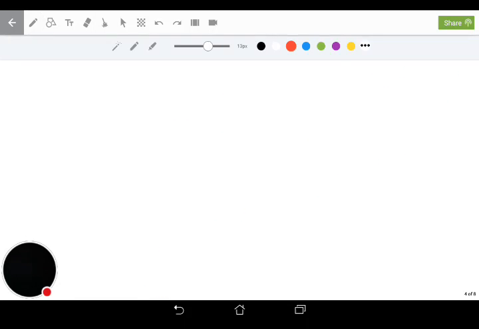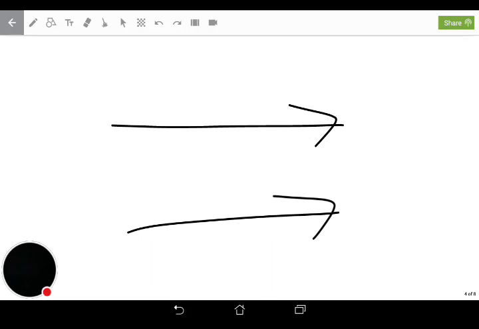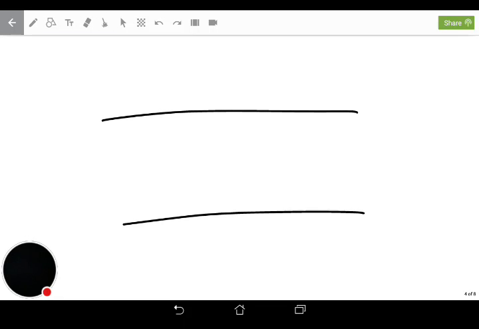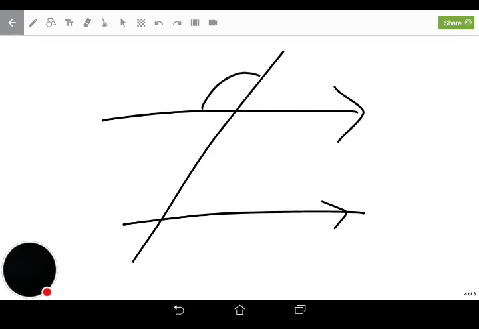And let's just take a quick look at vertically opposite angles. When you look at vertically opposite angles, I'll give you an example of that now. So it's just angles that are opposite each other. So if this was 112 degrees, this angle would also be 112 degrees.